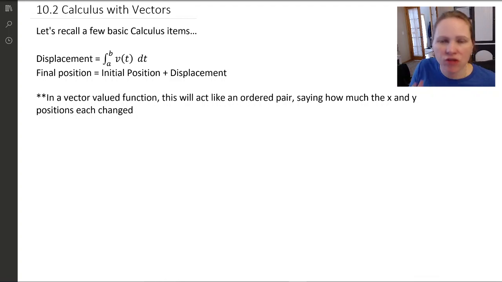So let's recall just a few basic calculus items here. Remember that displacement of an object is simply the integral of our velocity function. So if we know about the velocity, it all starts with velocity. If we integrate a rate, we get the amount of change. So if our rate is velocity, we get the displacement when we do our integral. So how much has the particle moved from time A to time B? And remember, if we have an initial position, we need to take that displacement and add that on to find our final position.